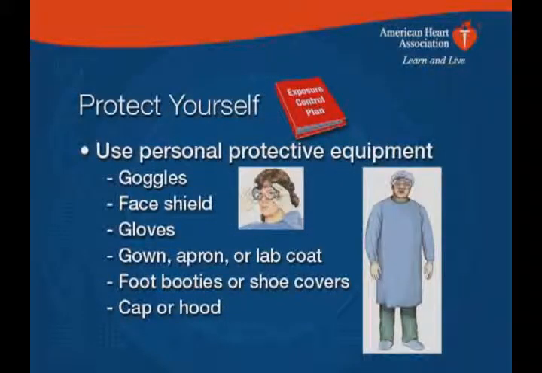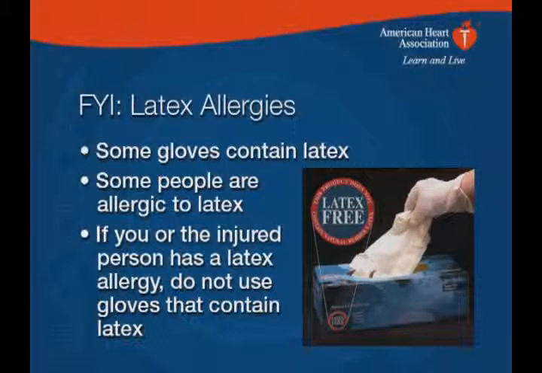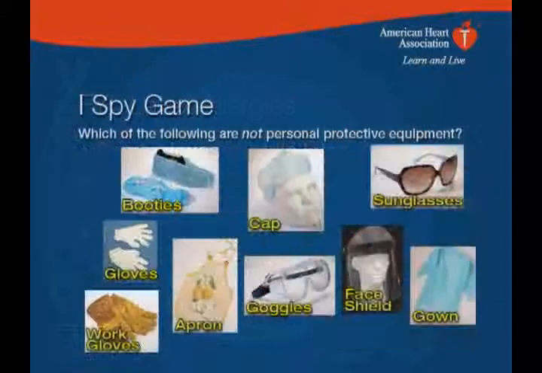If you must help someone who is bleeding or be around blood or blood-containing materials, there are things you should wear to protect yourself. This personal protective equipment may include goggles, face shield, gloves, gown, apron, or lab coat, foot booties or shoe covers, and a cap or hood. Some protective gloves contain latex, and some people are allergic to latex. Whenever possible, use protective gloves that don't contain latex, such as vinyl gloves. If you or the injured person has a latex allergy, do not use gloves that contain latex.